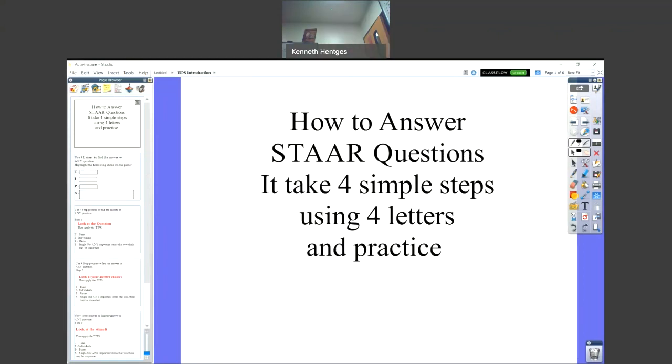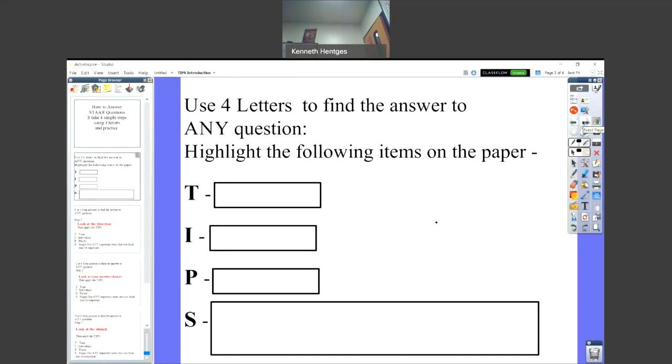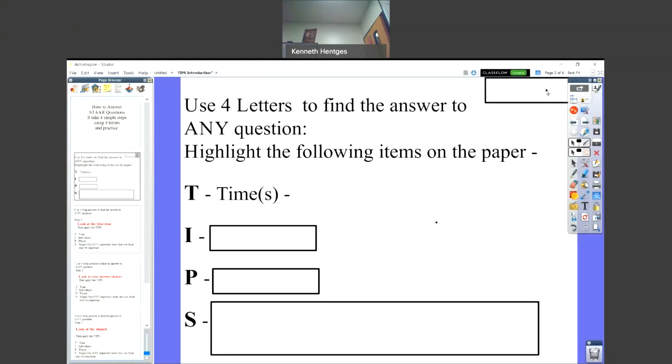I'm going to teach you how to pass the U.S. history test by using 4 steps with 4 letters. So please follow along and take notes. The 4 letters you need to know to pass the U.S. history STAAR test: T-I-P-S. T stands for time. So when you start going through the STAAR test, I want you to look for times.